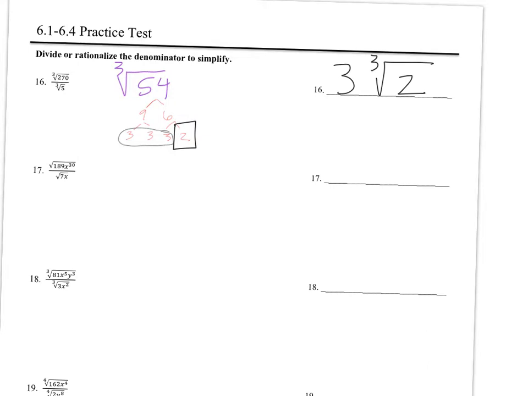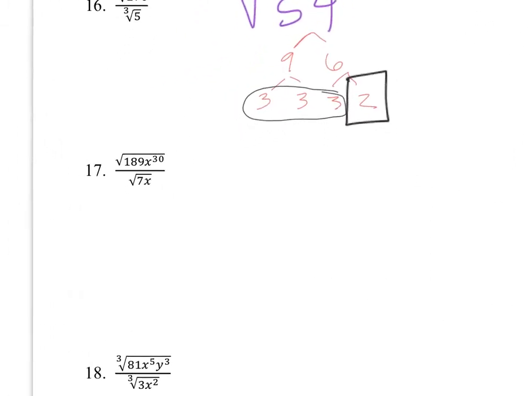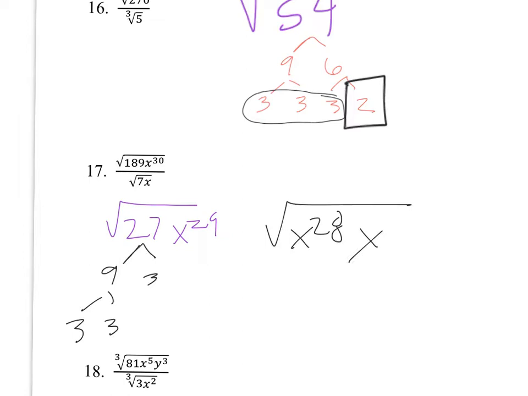Again, the next one, first I'm going to see if I can divide, which you can, especially with the x's. You can still divide. 189 is also divisible by 7, so this is going to become the square root of 27x to the 29th. Factor tree. So here, looking for my groups of 2, I have a group of 2 right here. And I rewrote my x's because I can easily find groups of 2 in x to the 28th. So I know that I'll have 1 left over.